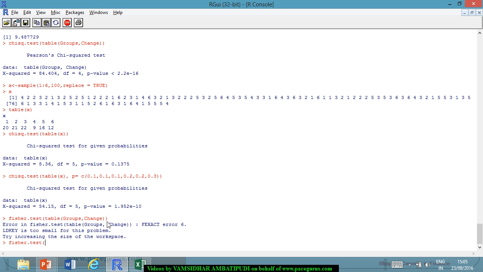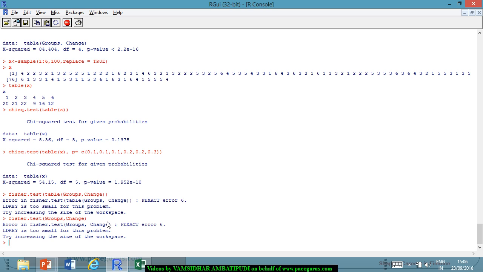So let me give the inputs instead of the table. I'll directly give it as groups, comma, what is the other one? Change. Still, if we have the frequency to be much, much lower, then the Fisher test can perform much more appropriately.